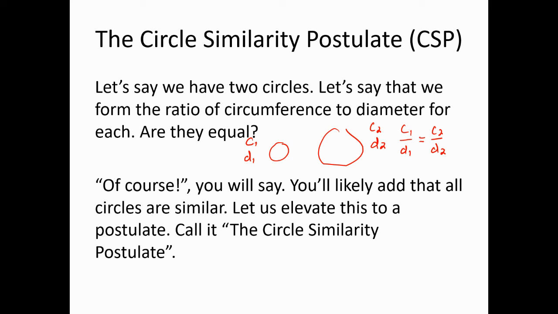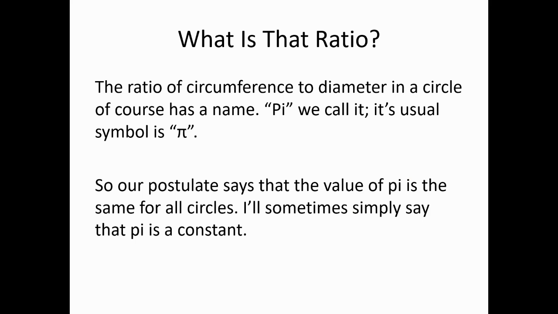Now, this links up with a certain concept, a certain name with which you are familiar. Do you know what this value, this ratio, is typically called? It has a name: the ratio of circumference to diameter. You're not going to say it. You're going to say it. It's pi. Okay. So what I've really said is this. I've really said that the value of pi is the same for all circles.